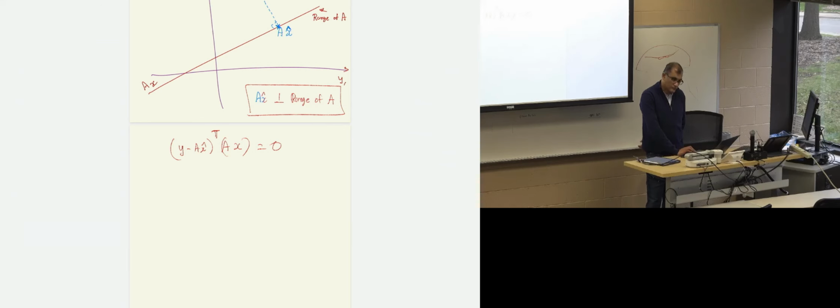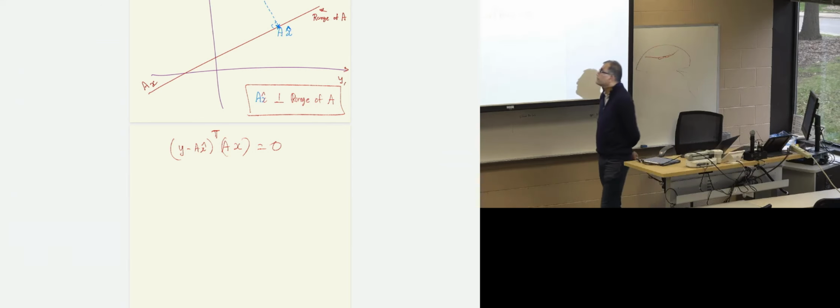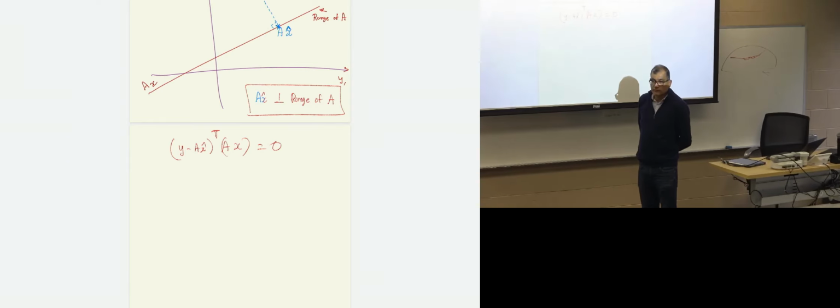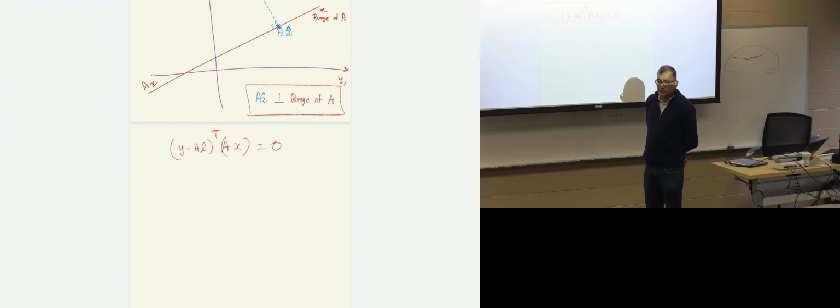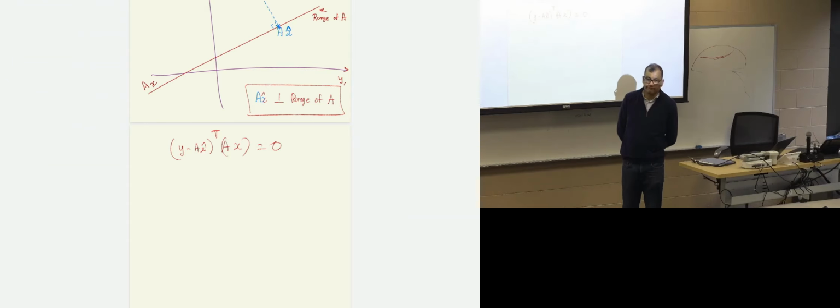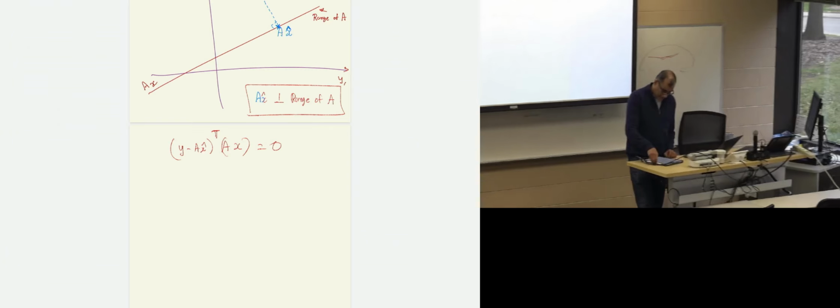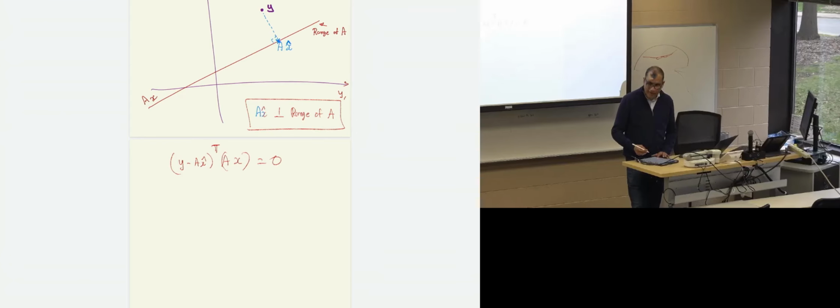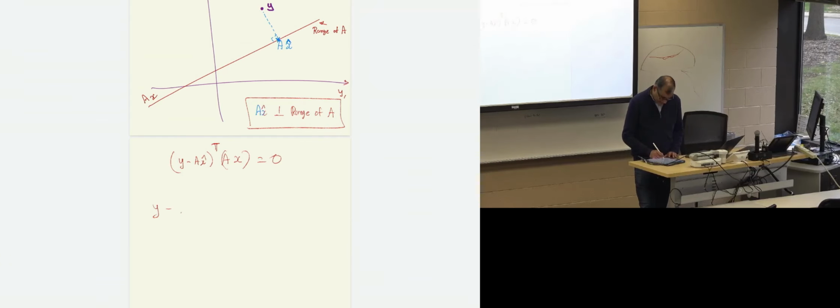Would this hold for any x? Sorry? The y minus A x hat transpose. Yes, that will hold for any x. Let's test that hypothesis. So y minus A, what is the expression for x hat? A transpose A inverse A transpose y, right, is x hat.